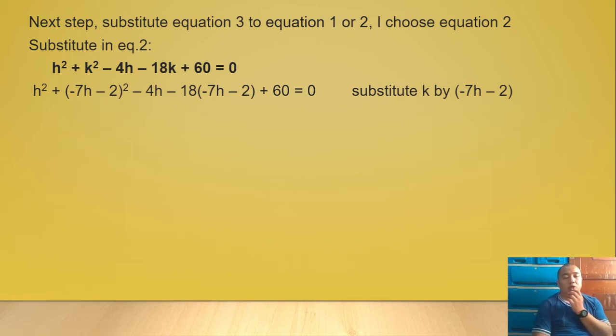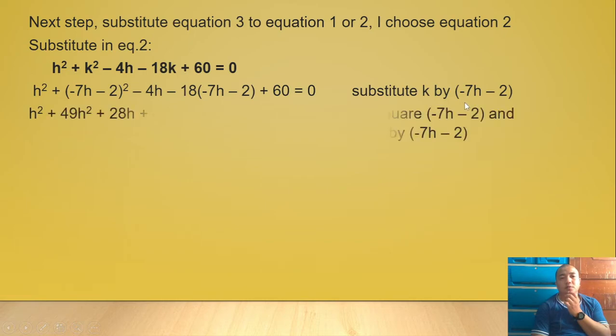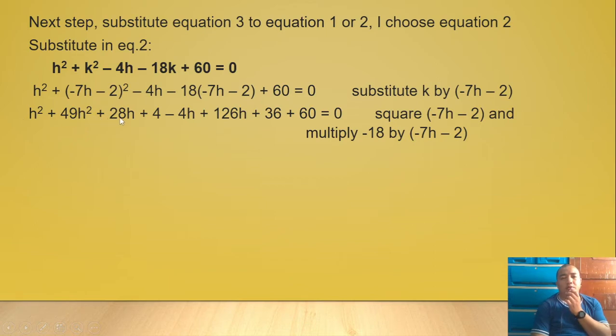So we have here h squared plus quantity negative 7h minus 2 squared minus 4h minus 18 times quantity negative 7h minus 2 plus 60. Then let's square this binomial, negative 7h minus 2, which is 49h squared plus 28h plus 4 minus 4h minus 18 times negative 7h is positive 126h. Negative 18 times negative 2 is positive 36 plus 60 equals 0 plus h squared.